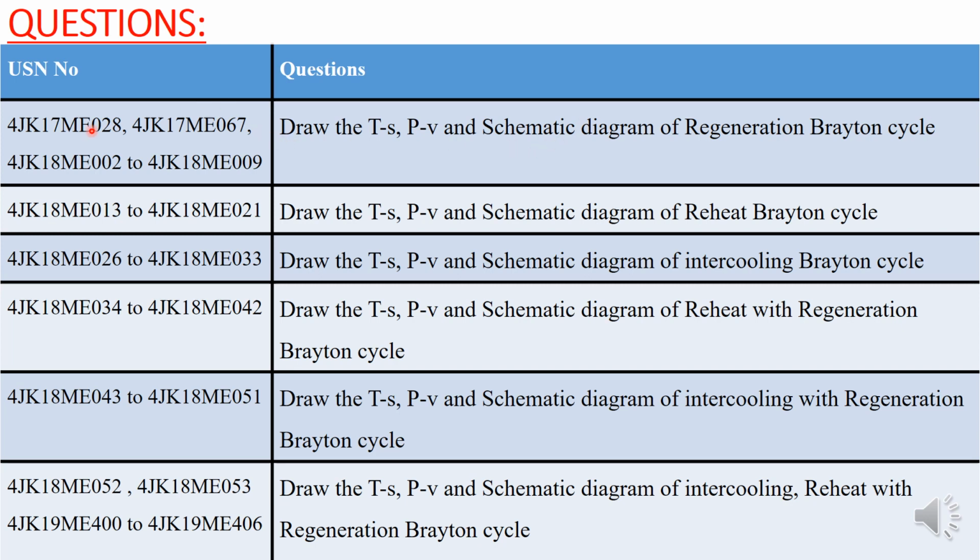The regular students from 18ME13 to 18ME21, so 8 students, have to draw the T-S and P-V diagrams and schematic diagram of the reheat Brayton cycle. Then 26 to 33 have to draw the intercooling Brayton cycle. Then 34 to 42, the combination of reheat and regeneration. Remember, combination of reheat and regeneration. Then 43 to 51, the combination of intercooling and regeneration. Remember. Then the remaining students have to draw intercooling, reheat and regeneration, the combination of all three.